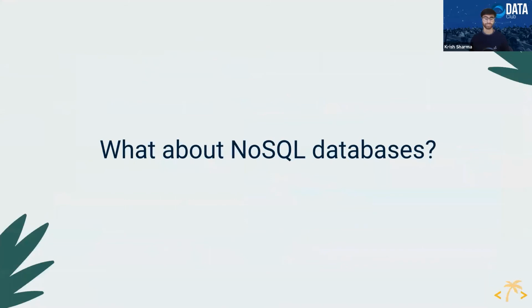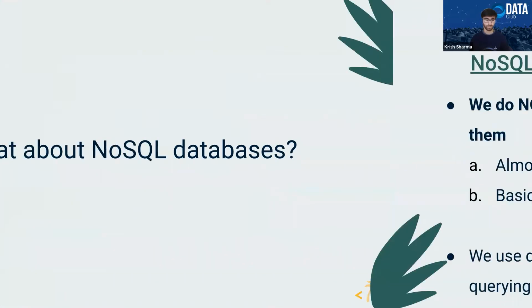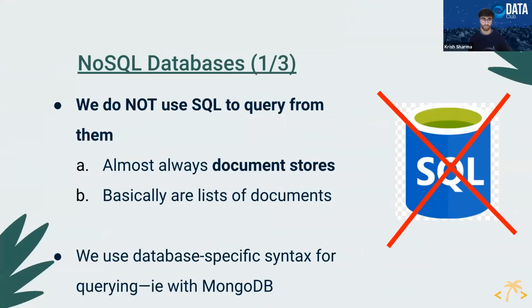Now we're going to transition over to NoSQL databases, which is what our demo is going to be focused on. So NoSQL databases don't use SQL. That's probably pretty intuitive, just based on the name of this type of database. And the way that we store data here is using document stores. These are essentially just lists of documents, and we can use database-specific syntax for querying. One example of this is MongoDB.